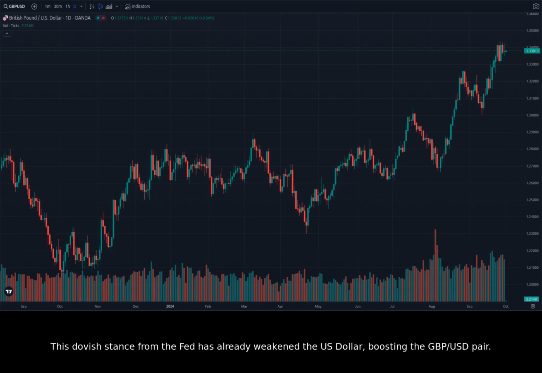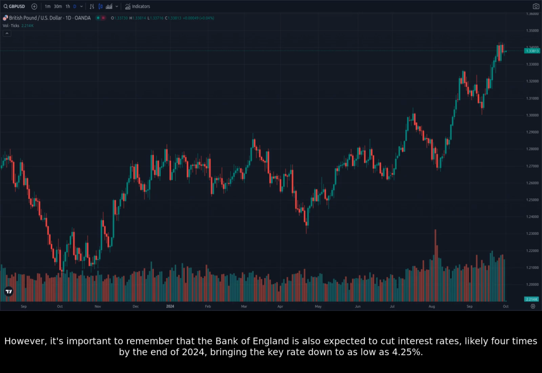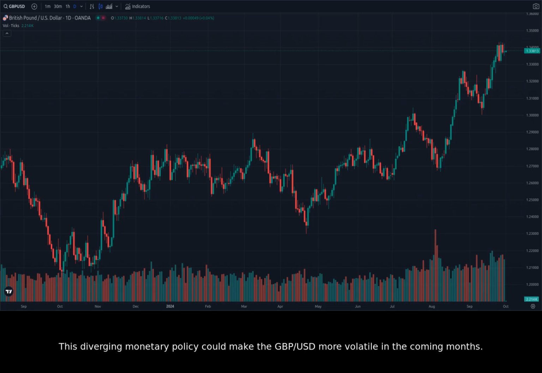This dovish stance from the Fed has already weakened the US dollar, boosting the pound sterling to US dollar pair. However, it's important to remember that the Bank of England is also expected to cut interest rates, likely 4 times by the end of 2024, bringing the key rate down to as low as 4.25%. This diverging monetary policy could make the pound sterling to US dollar more volatile in the coming months. We'll be looking closely at how these events play out on the charts.